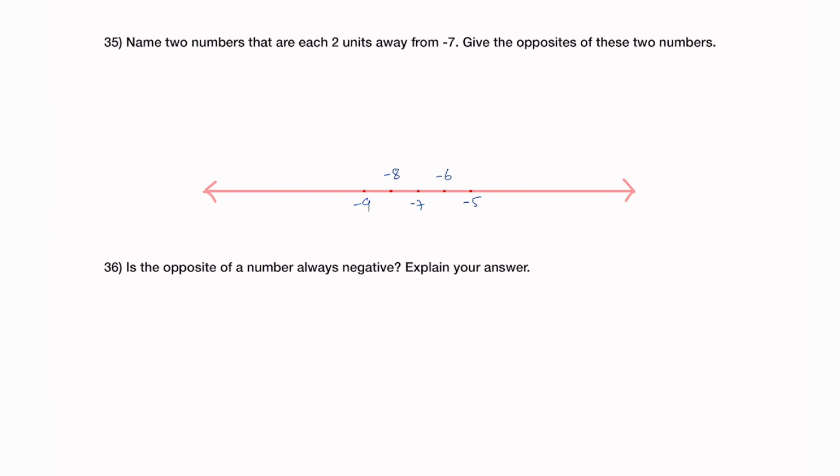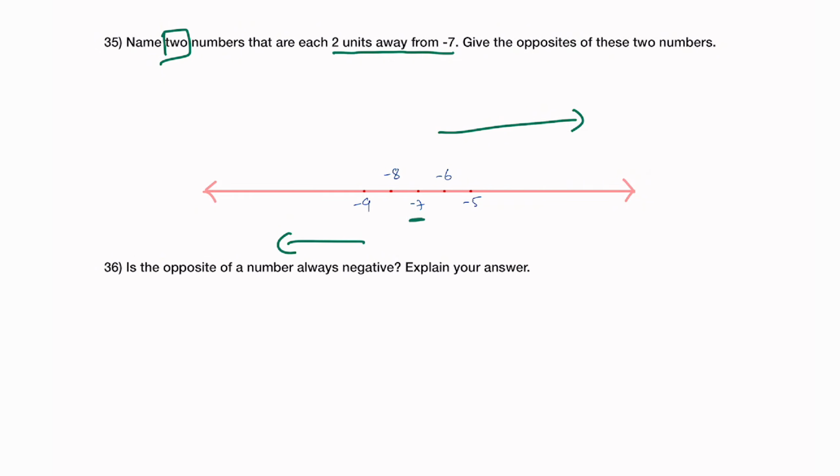Name two numbers that are each 2 units away from minus 7. 2 units, okay? And we need to have two numbers, not just one. Give the opposites of these two numbers. Minus 7, I've already plotted here, right? And if you do your number line, you know how to go. On the right side, you go minus 6, minus 5, minus 4, minus 3, and so on. And on the left side, you will go minus 8, minus 9, minus 10, and so on.